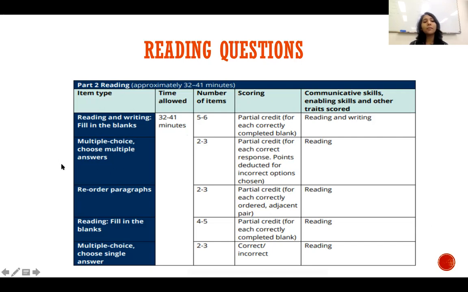The second question type that you will come across in this module, in your reading, is multiple choice, multiple answer questions. So if you've taken any other English proficiency test, you should be familiar with this question.